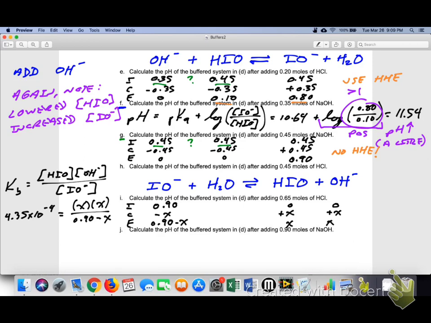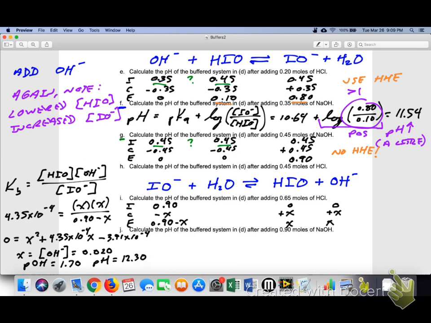Careful though, can I just knock out that minus x? No, because 10 to the negative 4 is not small enough. So I do have to do quadratic. But thanks to my calculator, it's an easy process. And I can find that the hydroxide ion concentration is 0.020, giving me a pOH of 1.7 and therefore a pH of 12.30.